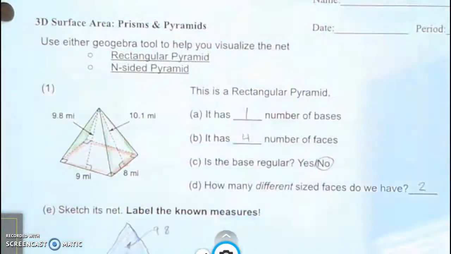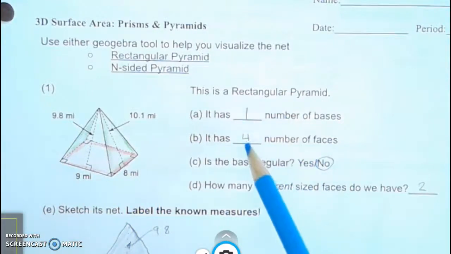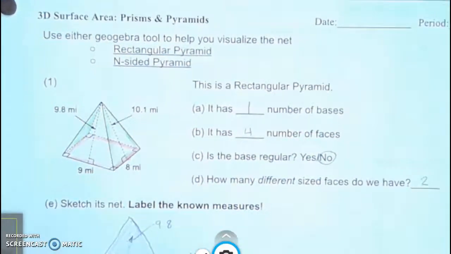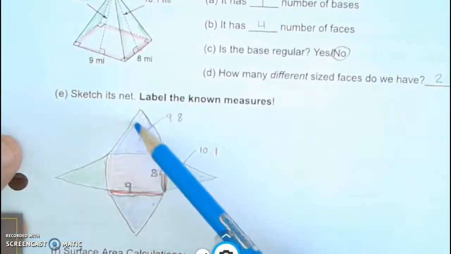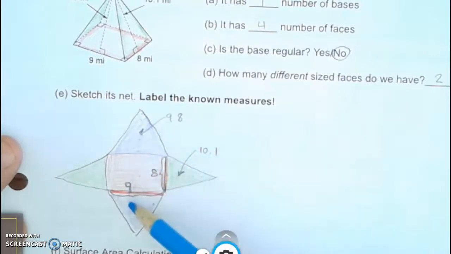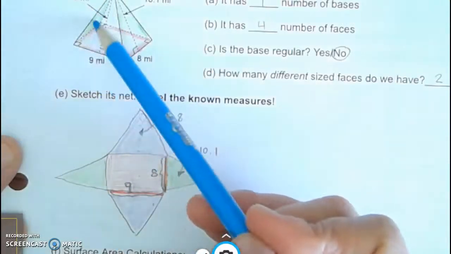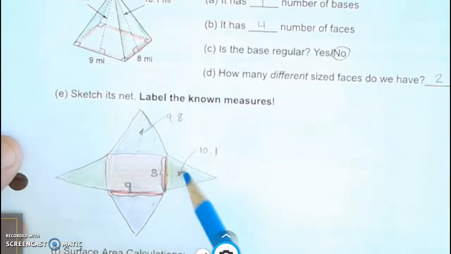So this is a rectangular pyramid with the base being the red rectangle. So there is one base with 4 faces. So we have 1, 2, 3, 4 faces. 2 opposing faces, the triangles, are exactly identical or congruent. And then 2 green sides are congruent. Okay, so this side and here. I hope you can start to visualize the net.